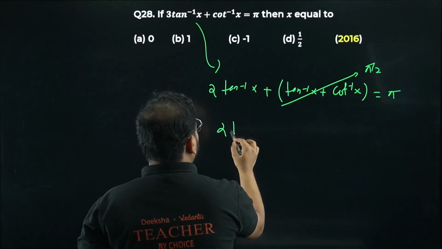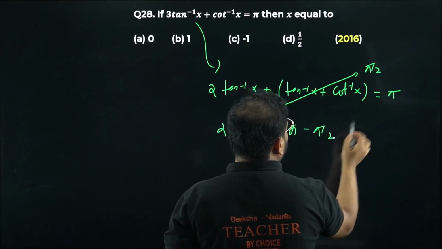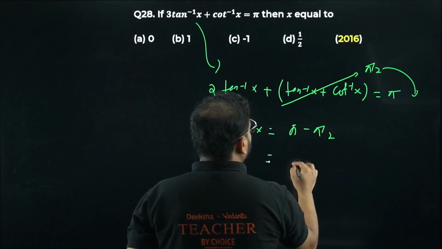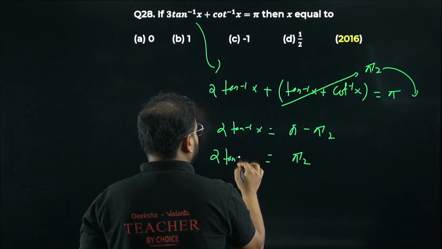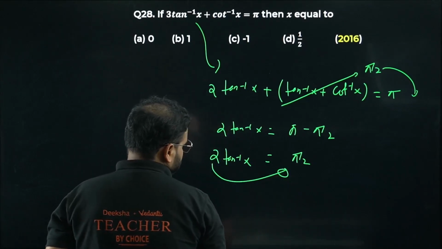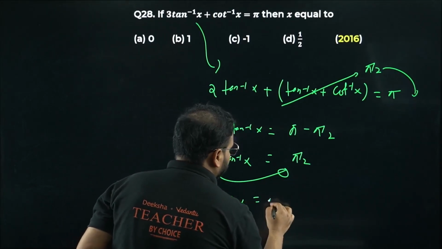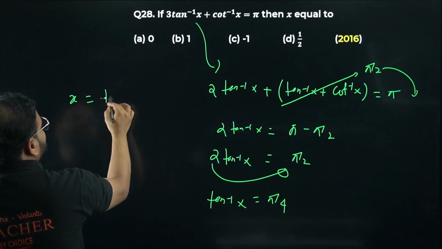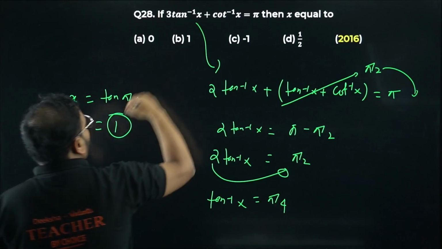So I get 2 tan inverse of x equals pi minus pi by 2. Moving this to the other side, I get negative of pi by 2. What I'm getting over here, please check, is pi by 2. I have 2 tan inverse of x, and taking this 2 to the other side, I have simply tan inverse of x equals pi by 4. Apply tan on both sides, I get x equals tan pi by 4, simply 1. Option B is right.